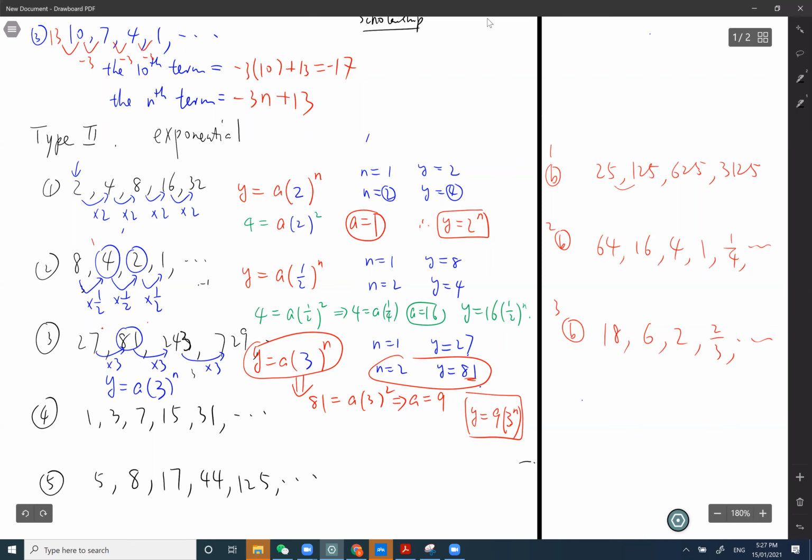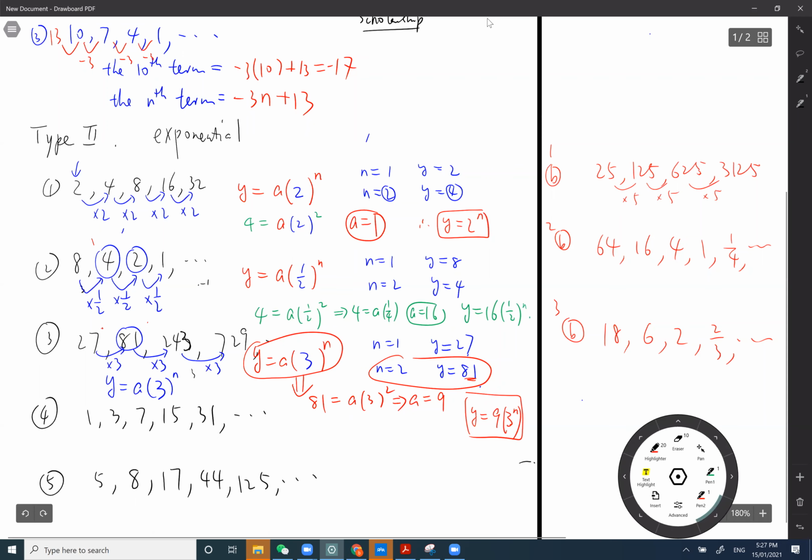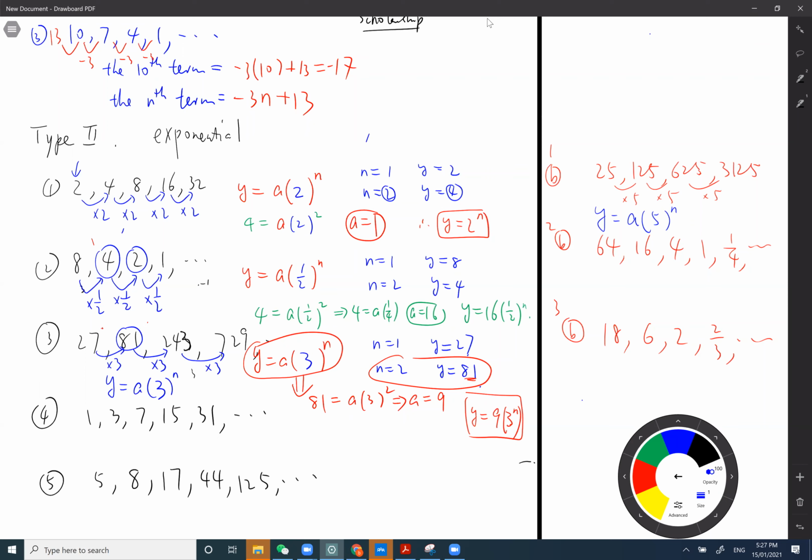Oh, 1b just times by 5, the pattern. But when we write the formula, you need to write this way. Y equals a number times 5 to the power n. How we determine the number? We can check here. We really got an easy way to determine the number. The number is really the previous one.